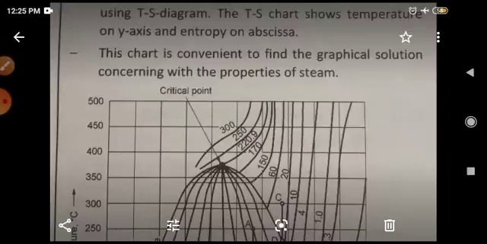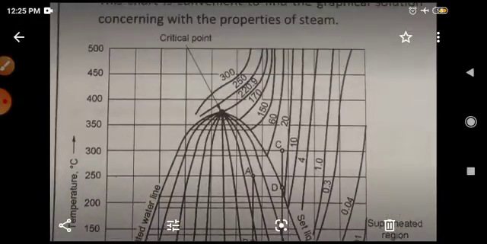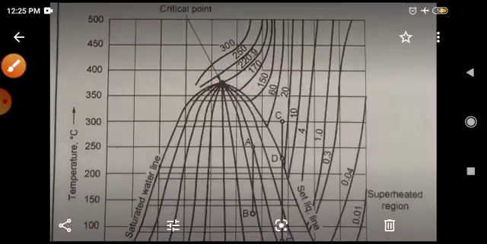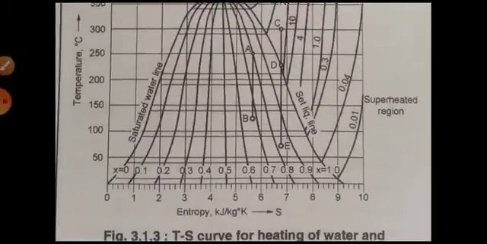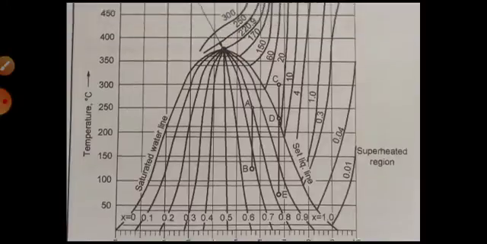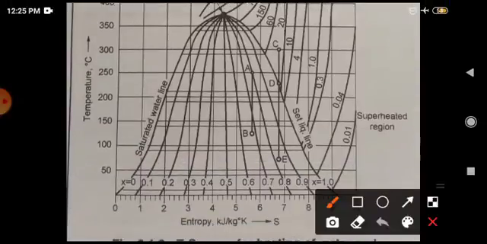The chart is convenient to find the graphical solution concerned with the properties of the steam. Critical point is the point where all these three phases are present: liquid, vapor and solid. That is called the critical point. Here you can see the entropy versus temperature diagram for water at different pressures. These are the different pressure lines, and these are the dryness fraction lines. We will see what the dryness fraction is.